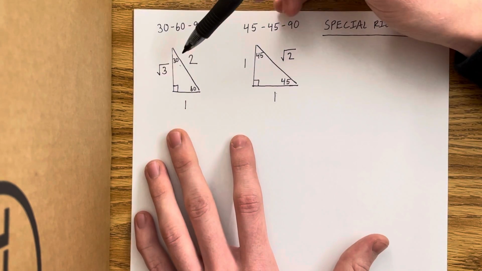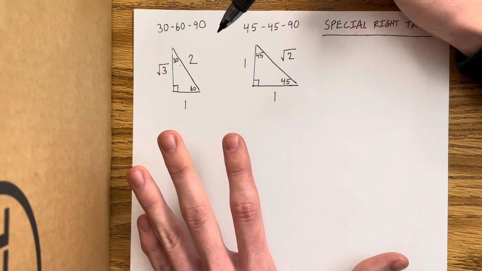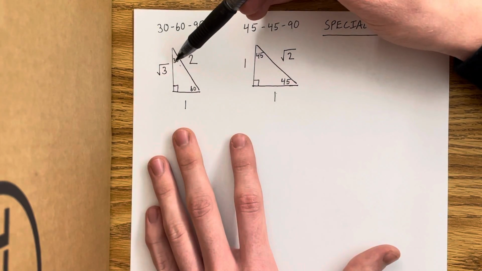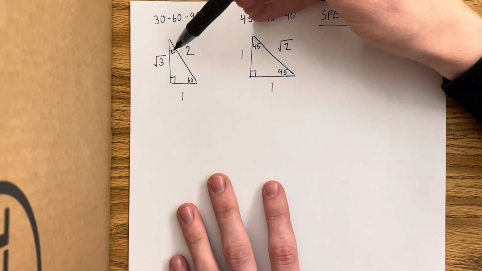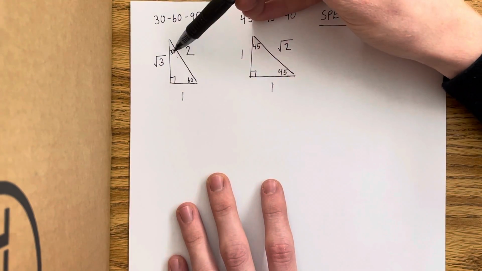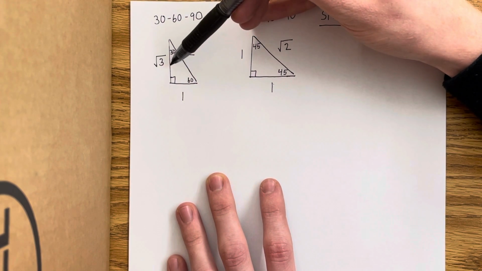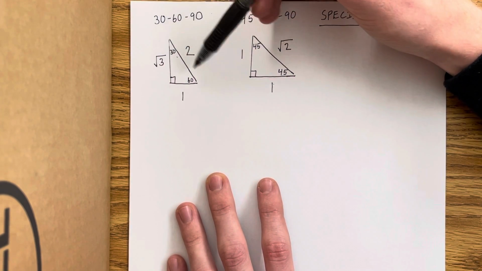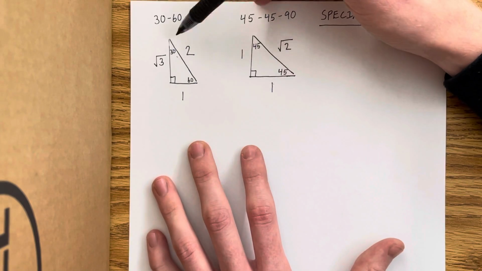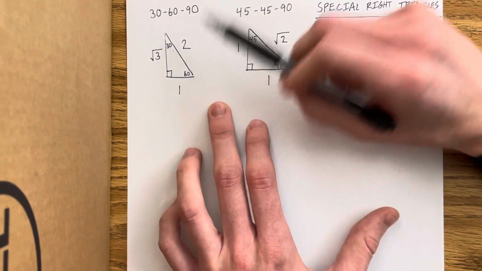So for the 30-60-90, it's very important to remember that the angles that are the smallest have the smallest sides across from them. So across from the 30, we have the smallest side of 1. Across from the 60, we have the larger side of root 3. And then, of course, our hypotenuse is the biggest side that we have, which is represented by a 2.